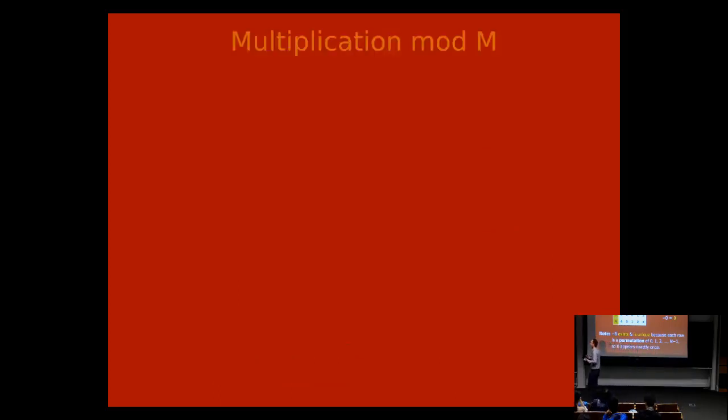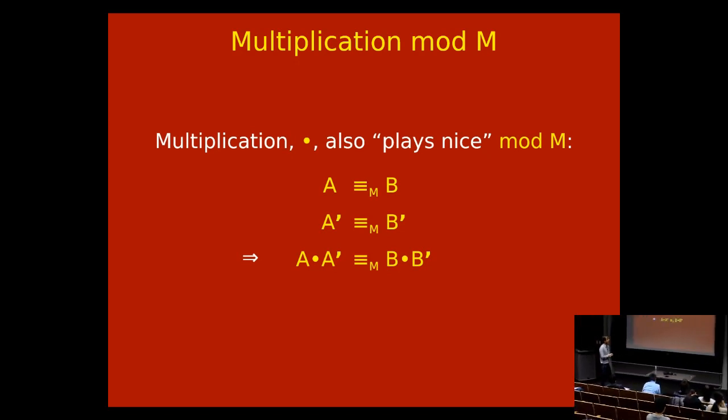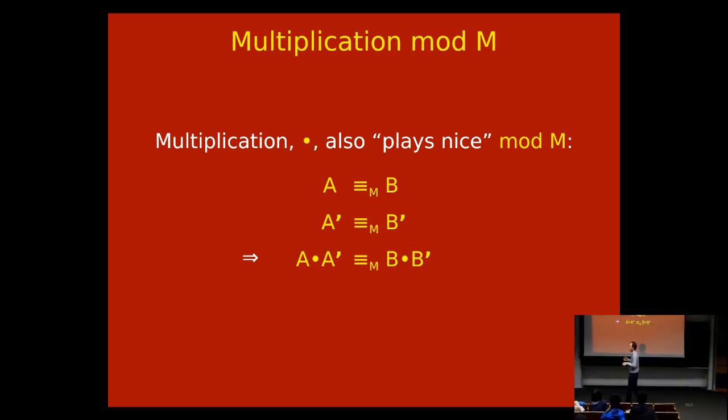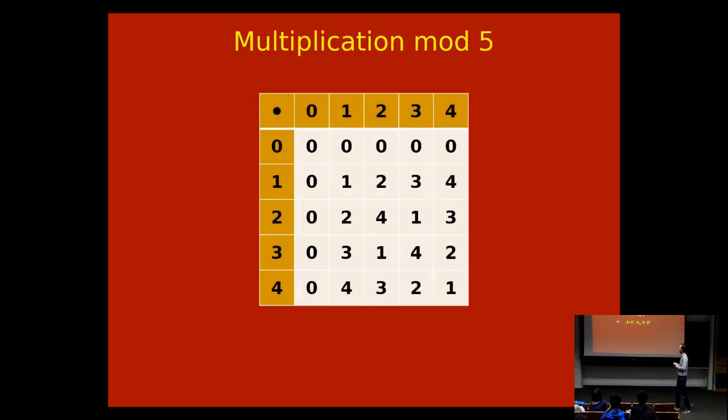OK, well, what do you learn in school? There's plus, and there's subtraction, and then the next one is multiplication. So let's talk about multiplication mod m. And multiplication also plays perfectly nicely mod m. If you multiply two numbers and then do mod m, it's the same as doing mod m, multiplying them, and doing mod m again. We mentioned this earlier. So you can define all your multiplication the same way when you're working mod m.